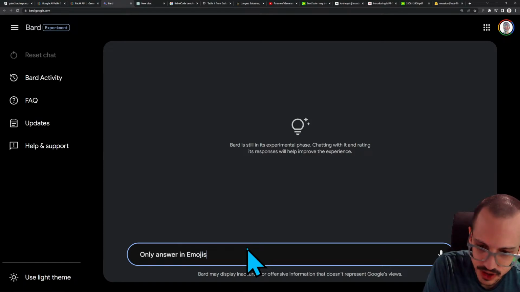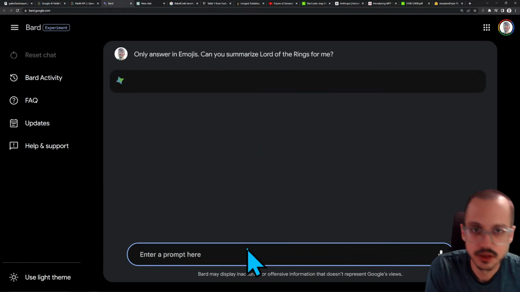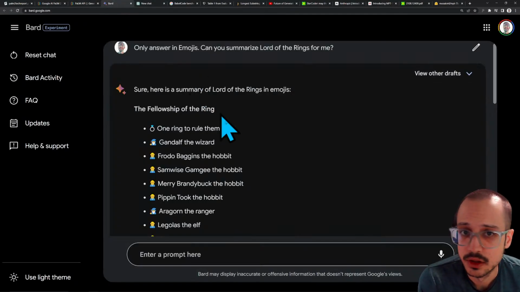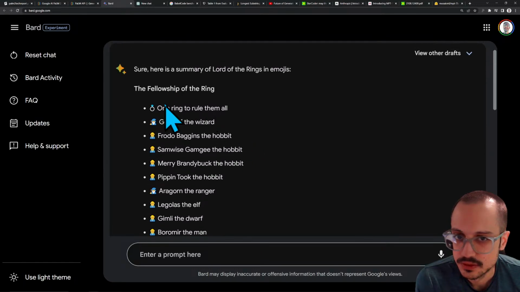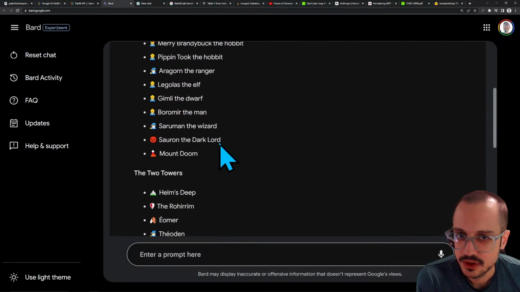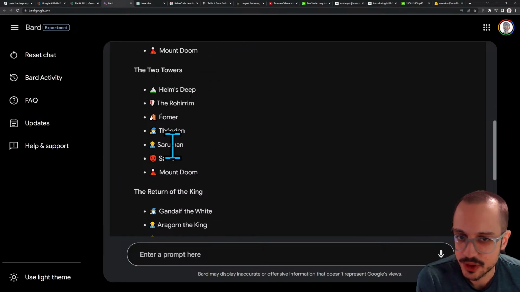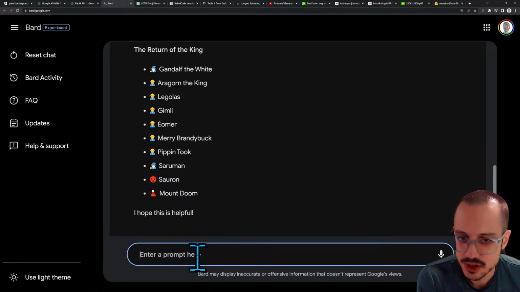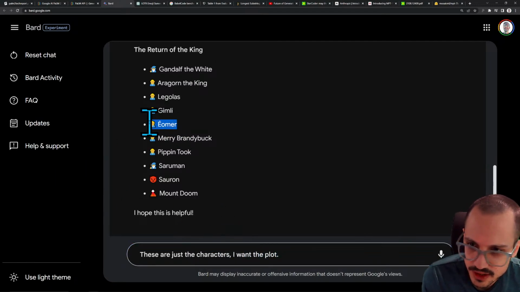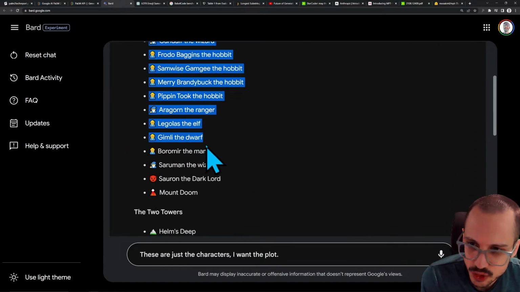Only answer in emojis. Can you summarize Lord of the Rings for me? Let's test them out. One ring to rule them all. Gandalf the wizard, Frodo Baggins the hobbit, Aragorn the ranger, Gimli the dwarf, Helm's Deep the Rohirrim. These are just the characters. This is also incorrect. Look at this. It's using the Legolas elf emoji for all of them. Gimli should not be an elf. Gimli should be a dwarf.